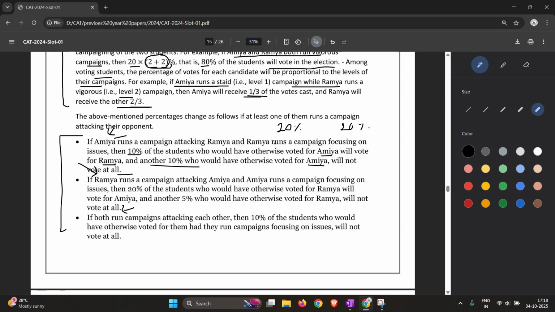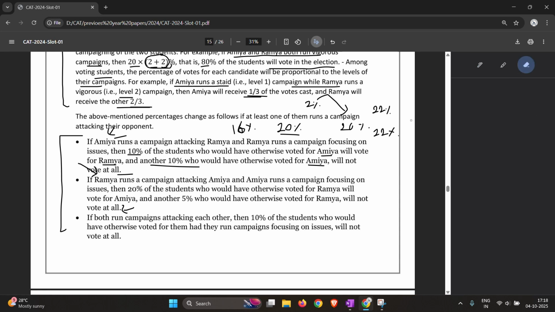So now what would happen? 10% of 20% is 2%. So 2% of votes will now go to Ramya, so Ramya will get 22%, and another 2% of voters will not vote at all. So Amya will only get 16%, and Ramya will now get 22%. This is just an example, but this is what they mean.